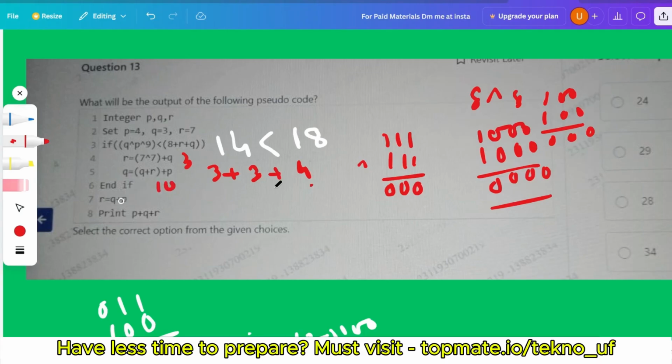So R is equal to Q plus P. So new value of R becomes Q plus P. So value of Q is 10 and value of P is 4. So 10 plus 4, that is 14.